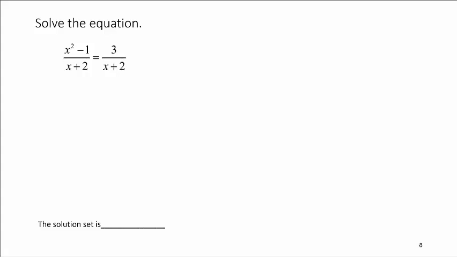Still more practice with rational equations. In this example, we have (x squared minus 1) over (x plus 2) equal to 3 over (x plus 2). All right, so the first thing that I notice is that the denominators are the same, right? So the LCD is x plus 2. I should also say x can't be negative 2, right? That would give us trouble in the denominator there.